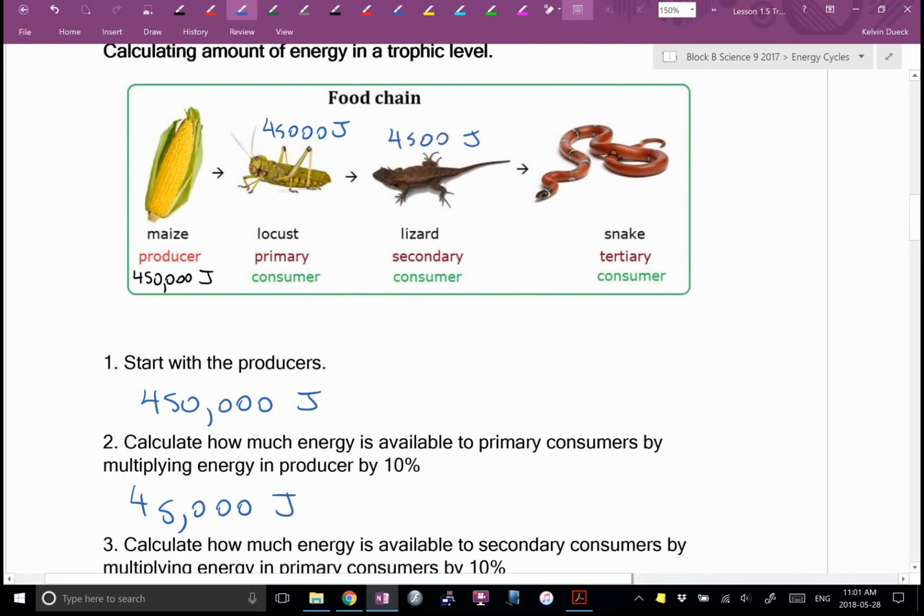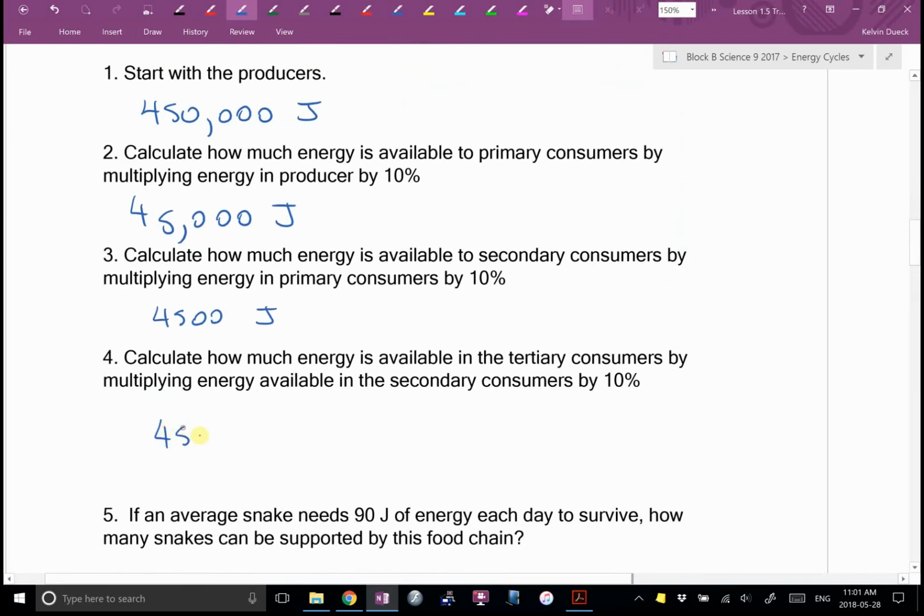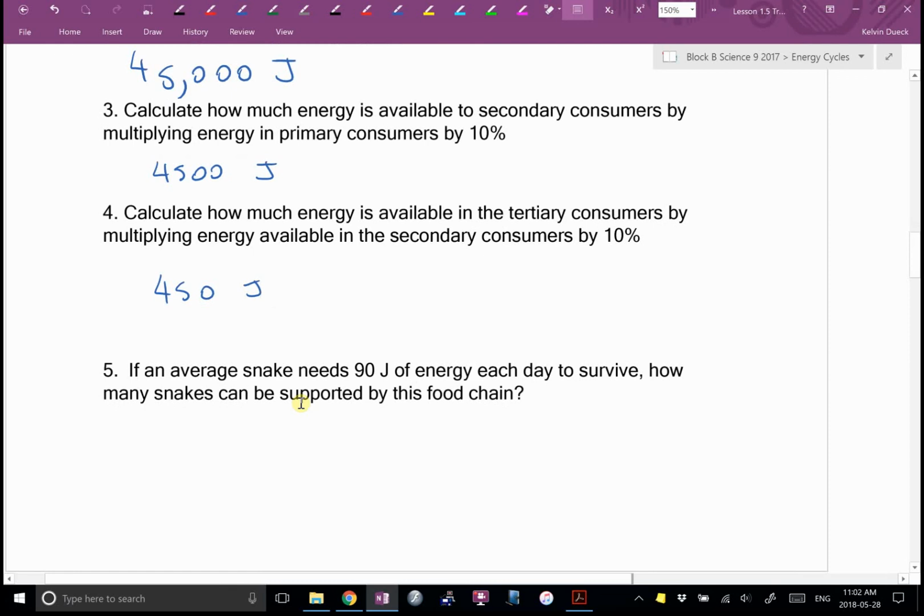How much energy is going to be available for the tertiary consumer, the snake? Yep. Don't put an extra zero there, Mr. Dewick. So, I've just made these numbers up. I didn't look them up. I should have. Suppose an average snake needs 90 joules of energy each day to survive. Roughly, how many snakes can be supported in this food chain? 5. How'd you get that? 450 divided by 90.